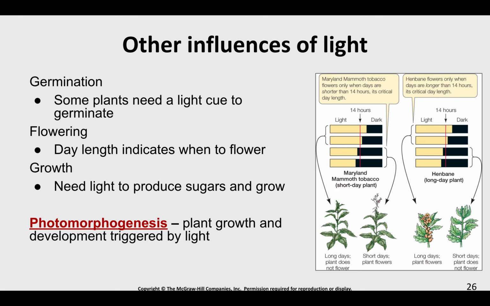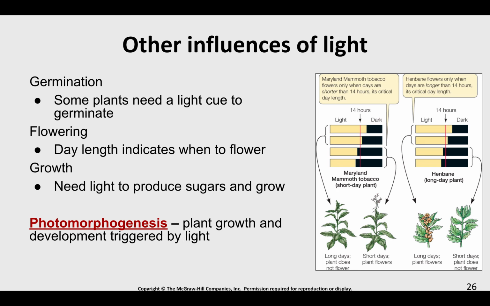Other ways that plants use light. Well, they use light a lot. So germination: some plants actually need to sense that there is light around them before they will germinate. They need a light cue to germinate. Other plants don't need this. If you put their seeds in the dark, they will germinate just fine. Our radish seeds growing in our gravity experiment are a great example of this. We're not giving them light, and they are still germinating. But some plants need that light cue before they will grow out of the seed.